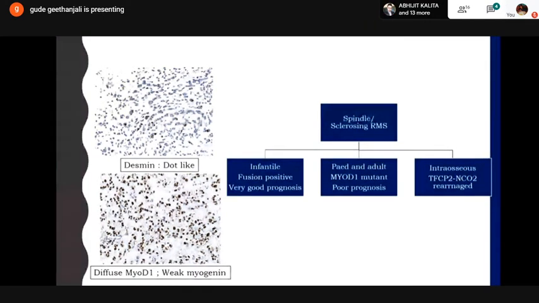In WHO 2020, they have divided the spindle or sclerosing rhabdomyosarcomas into fusion-positive rhabdomyosarcomas, which have VGLL2 fusions. These are present in the infantile age group and have a very good prognosis. And there are MyoD1-mutant spindle cell or sclerosing rhabdomyosarcomas, which can be present in both pediatric as well as adult age groups, and these have a poor prognosis. And there is one more, TFCP2 and NCOA2 rearranged rhabdomyosarcomas, and the RMS with this rearrangement are located within the bone. They have an intraosseous location, because of which the sclerosing variant of RMS can be confused with osteosarcomas.